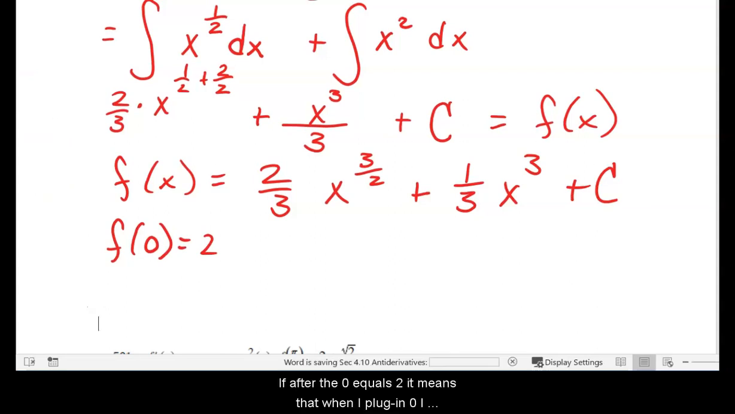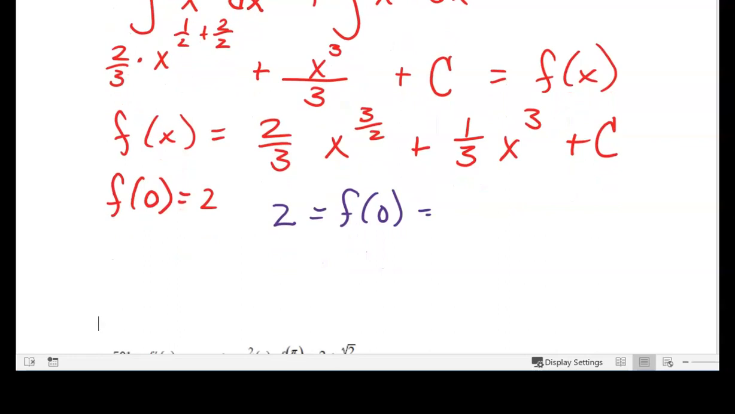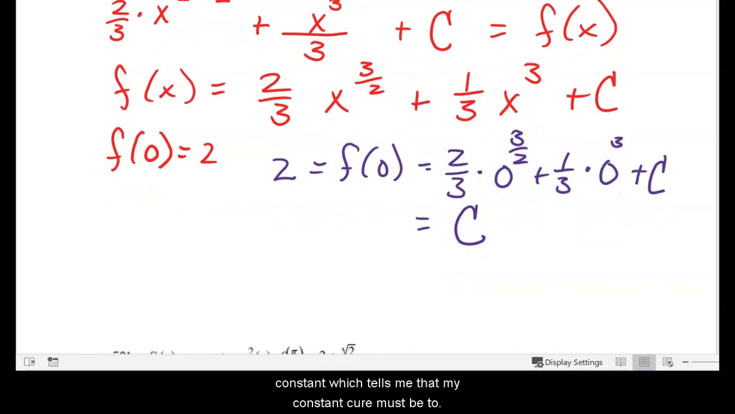If f of 0 equals 2, it means that when I plug in 0, I should get 2 for the answer. Using that initial condition, I get 2, which should be f of 0, equal to 2/3 times 0 to the 3/2 power plus 1/3 times 0 cubed plus a constant. 0 to any power is 0 other than the 0th power, and 0 times a constant is still 0, so that I end up with simply the constant, which tells me that my constant here must be 2.